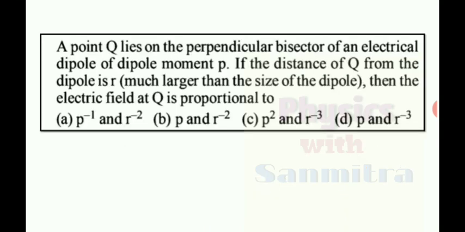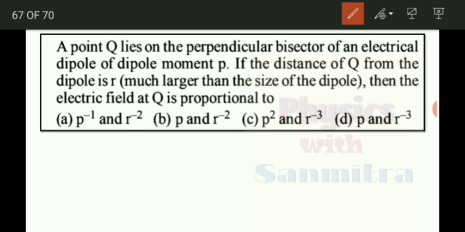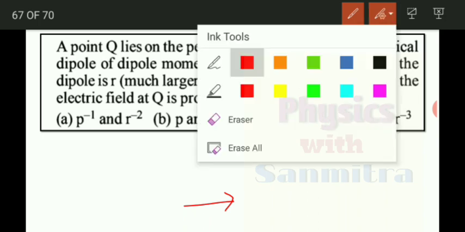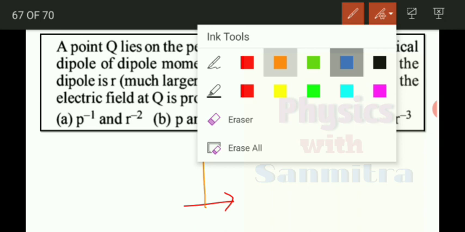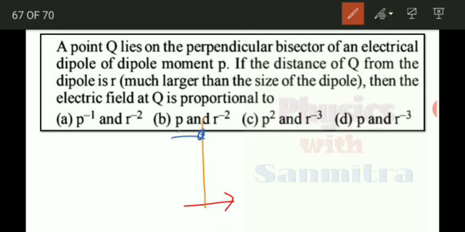A point Q lies on the perpendicular bisector of an electrical dipole of dipole moment P. If the distance of Q from the dipole is R, that is much larger than the dipole length, then the electric field at Q is proportional to what? See, this is a direct question again. This is a dipole, and it is asked on the perpendicular bisector of the electrical dipole, that is the equator. Now the electric field will be something like this, that is K P by R cube. So this will be option D.